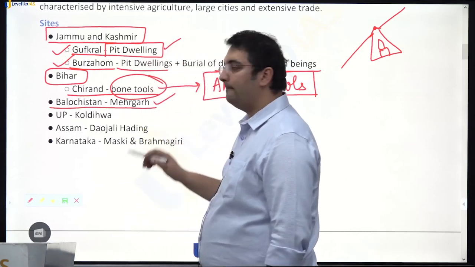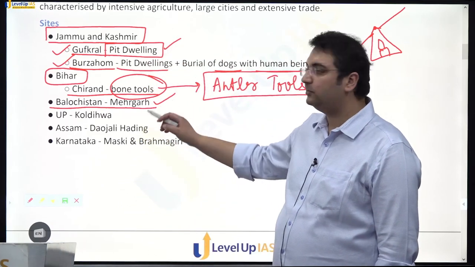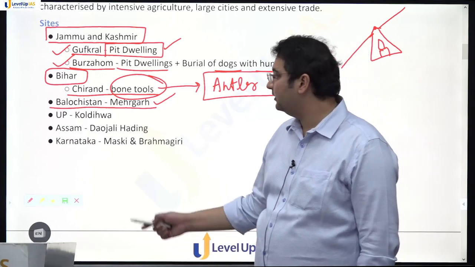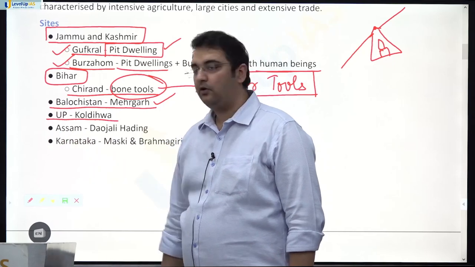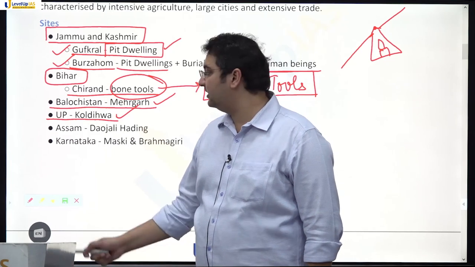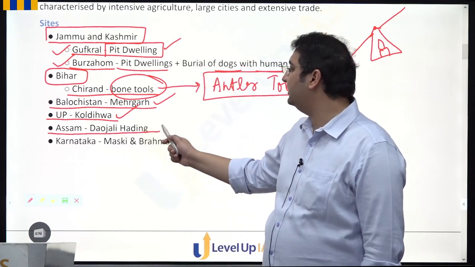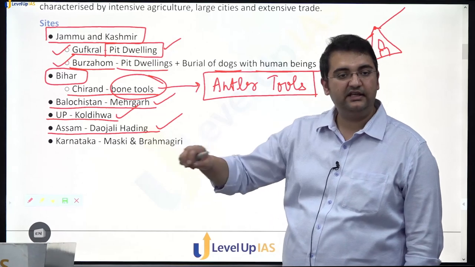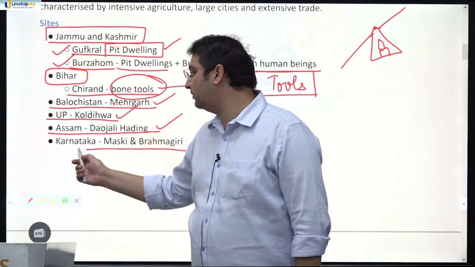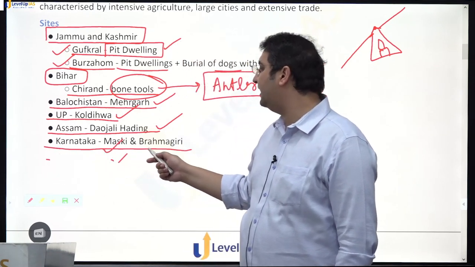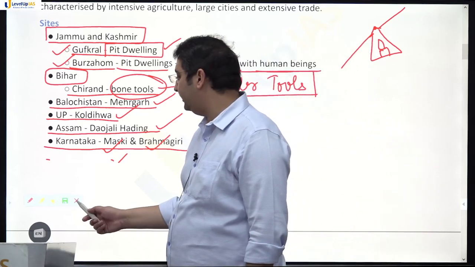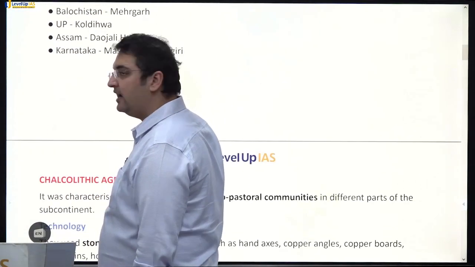Balochistan mein, Mehrgarh. What is the significance of Mehrgarh? The earliest evidence of agriculture. In UP, we have Koldiwa, right? Significance, earliest evidence of rice cultivation. From Assam, we have Daojali Heading. This is the easternmost Neolithic site to have been ever discovered in the subcontinent. And from Karnataka, we have two sites, Muski and Brahmagiri. Okay? So you might want to keep this in mind. Yahan tak ki kahani clear hai na?